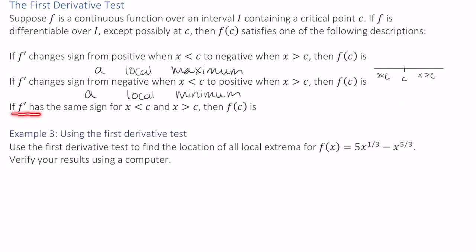Now what about this final case? If we have the same sign on either side, so they are both, say, positive or both negative, what does that tell us? That tells us that f of c is neither a max nor a minimum.